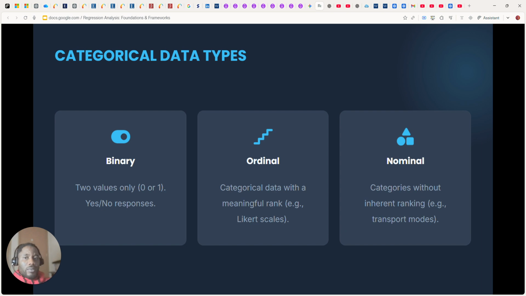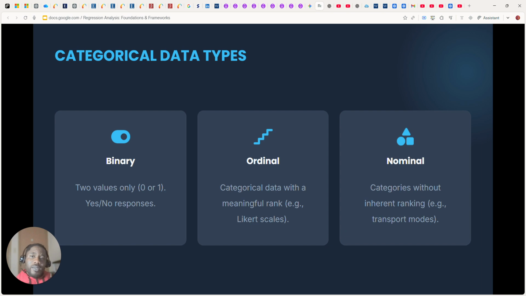Binary data can have only two possible values, zero and one, or yes or no. For example, smoking: do you smoke? Yes or no. Subscription, yes or no. One means yes, zero means no.